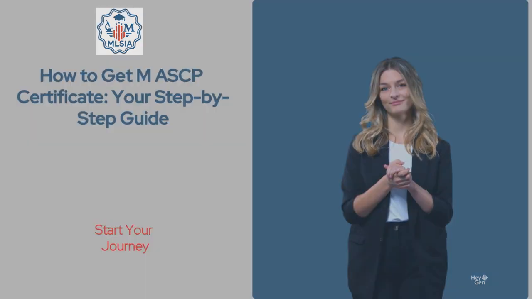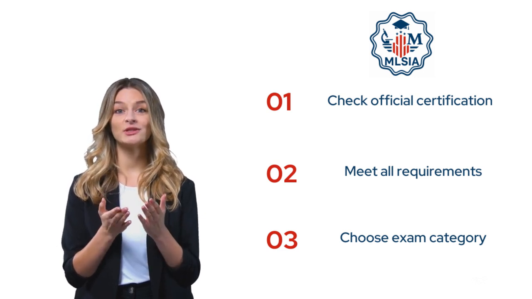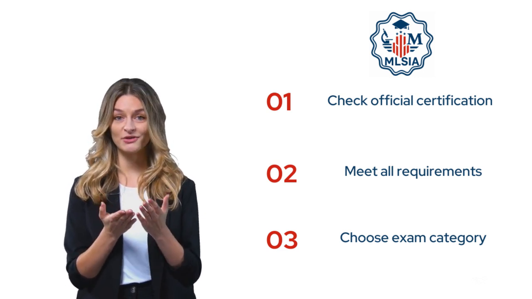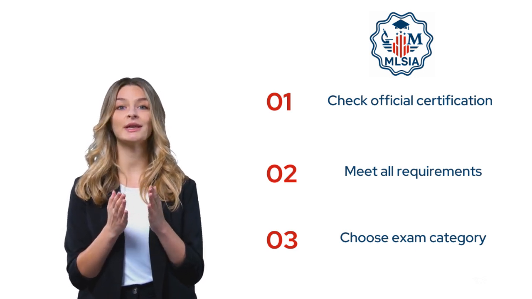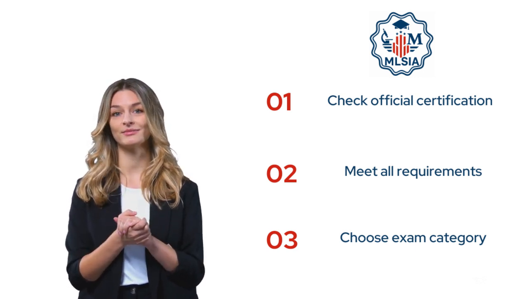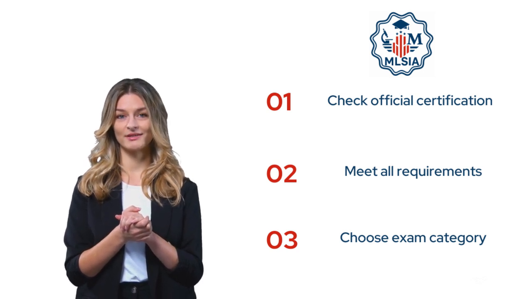Let's jump in. First, check the official ASCP Board of Certification for your category and eligibility route. Only apply if you meet every requirement for education, training, and experience. Pick your exam category carefully. Once you submit, you can't change it.